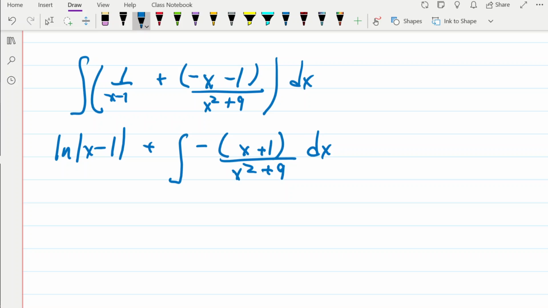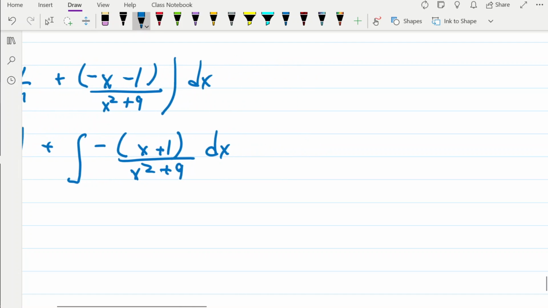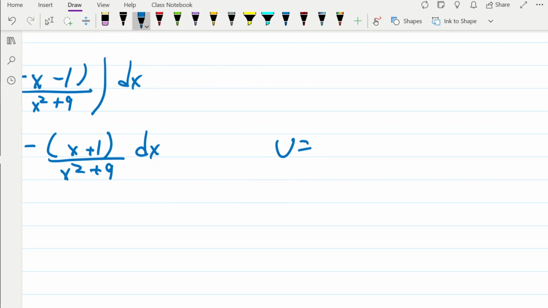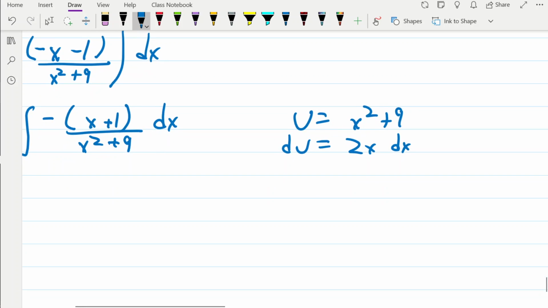And let's see, can we u substitution this? No, we can't, because if we set u equal to this, we're going to end up getting, let's see. So u equals x plus 1, du equals dx. Oh, wait, no, we need x squared. So x squared plus 9. du is then going to equal 2x dx. This one we might need to do by parts.